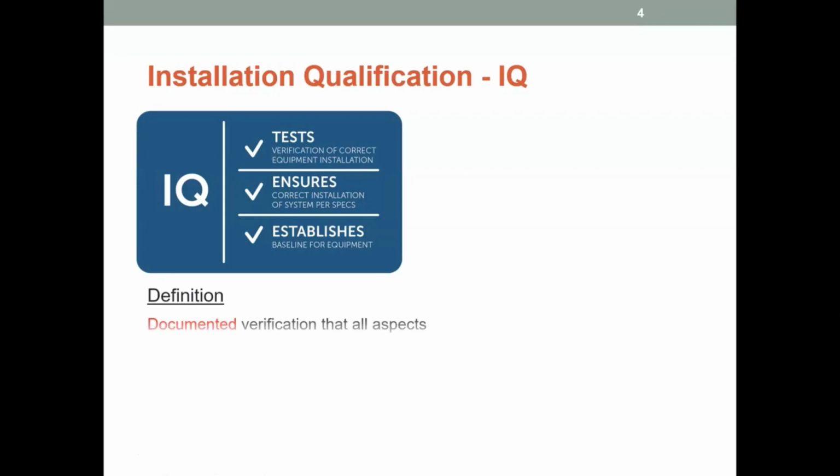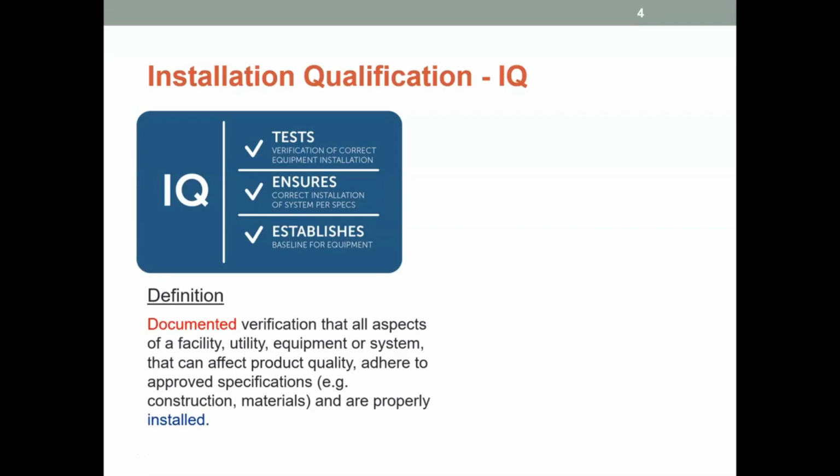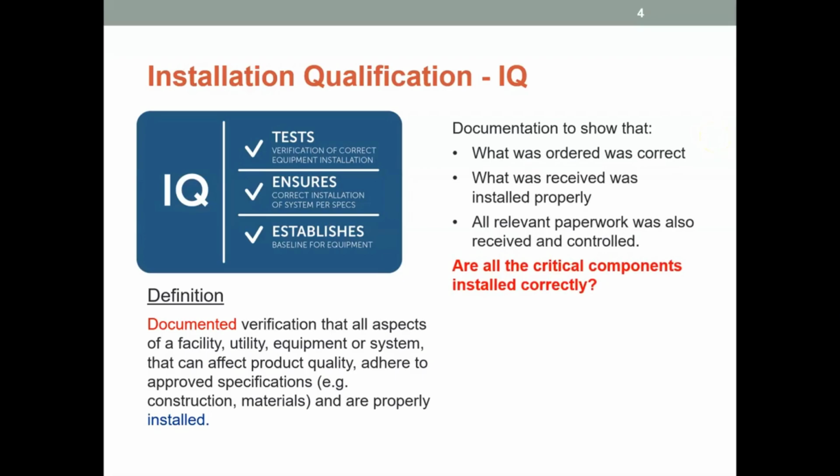for equipment. The definition of IQ is a documented verification that all aspects of a facility, a utility, equipment or system that can affect product quality adheres to the approved specifications. So it is of the right construction and is of the right construction materials, and it's properly installed. Documentation must show that what was ordered was correct, what was received was installed properly, and all relevant paperwork was also received and is controlled and filed.